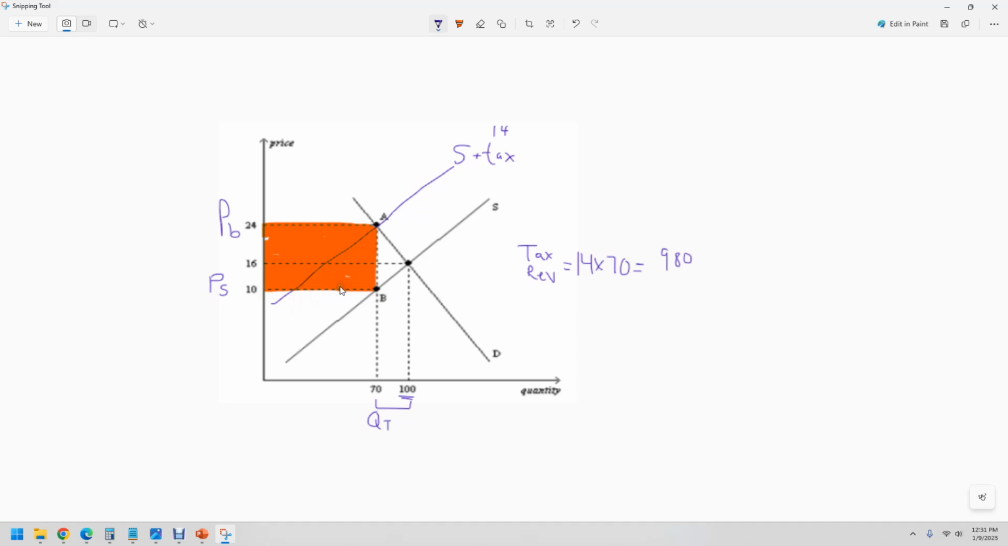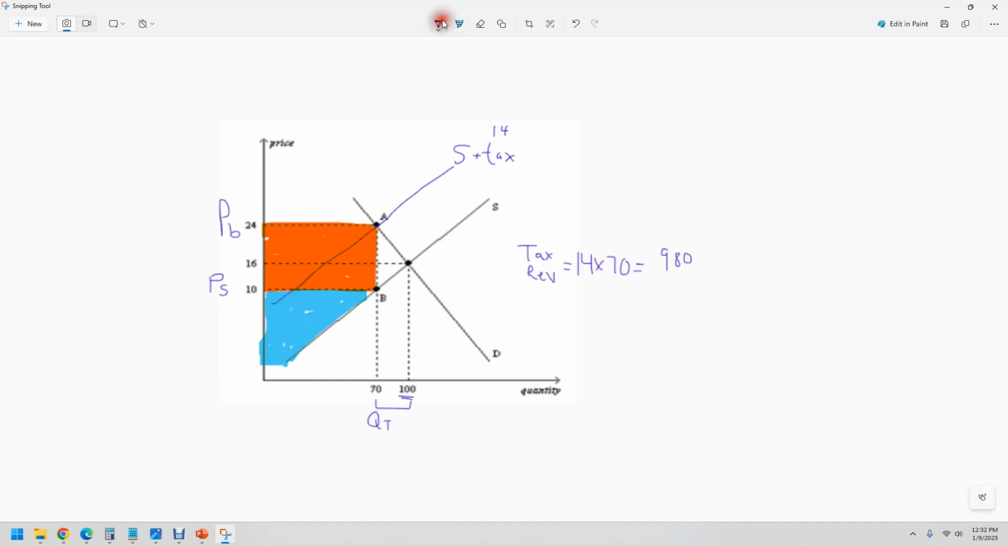Now, if I want to figure out what the producer surplus is, that's pretty small. That's going to be the difference between the old supply curve and the quantity and the price that the sellers get to keep. So that's the producer surplus going to be right here. It's this triangle, but then it also includes this little section here. So this would be the producer surplus in blue.